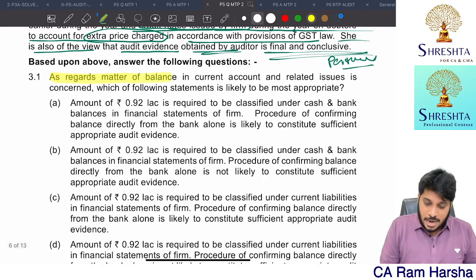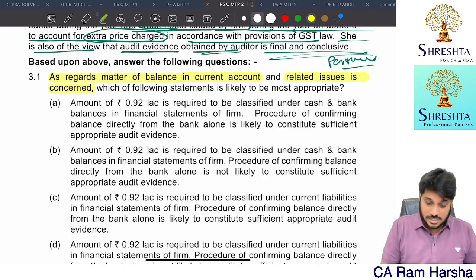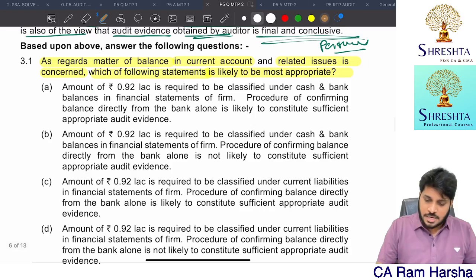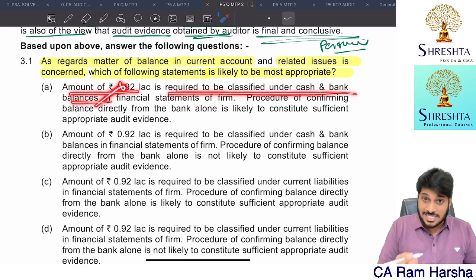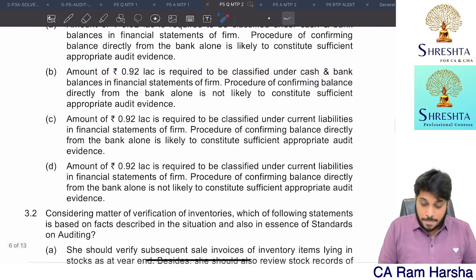As regards matters of balance in current account and related issues, which of the following statements is likely to be most appropriate? Current account balance. Amount of 0.92 lakh is required to be classified under cash and bank balance. No, that's actually a current liability. It turned into OD. Amount of 90,000 nothing but is required to be classified under current liability, which is correct in the financials of the firm.